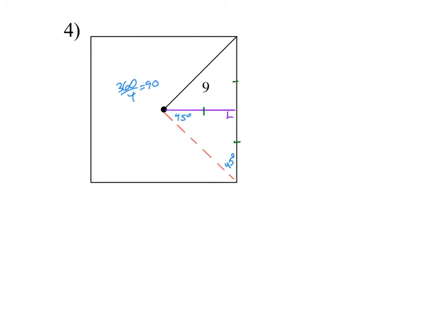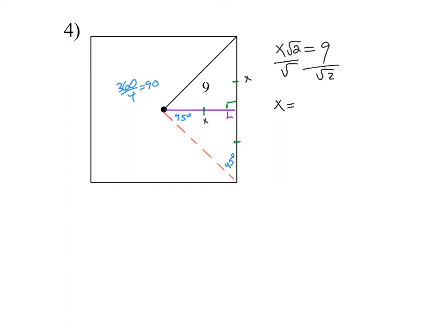And I have that my hypotenuse is 9, right? So let's name this x. And the hypotenuse in a 45-45-90 triangle is whatever is the measure of the legs times the square root of 2. So I can simplify that one by dividing by the square root of 2.